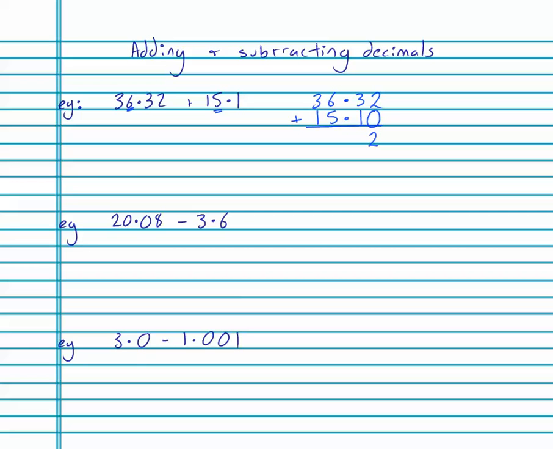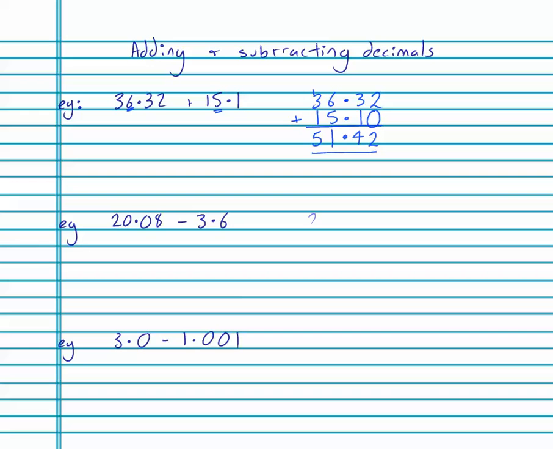2 plus 0 is 2, nothing to carry. 3 plus 1 is 4, nothing to carry. Put down our decimal point when you get to it. 6 plus 5 is 11. Put down the 1, carry the 1. 3 plus 1 plus 1 is 5. Very similar to adding with normal integers.